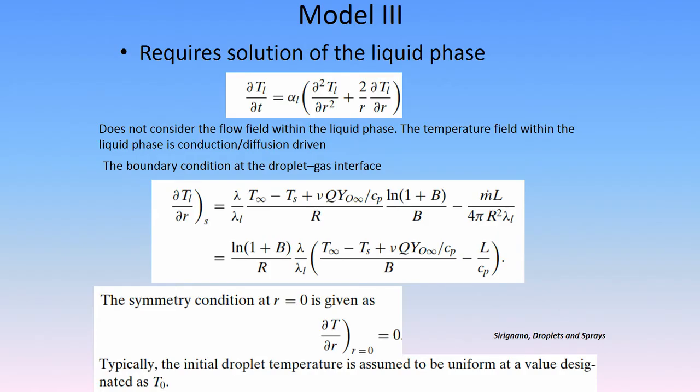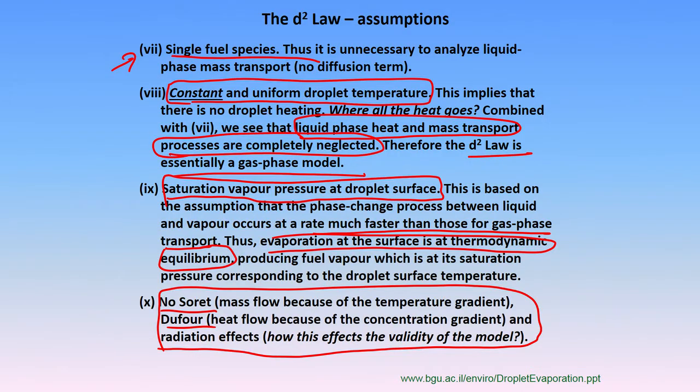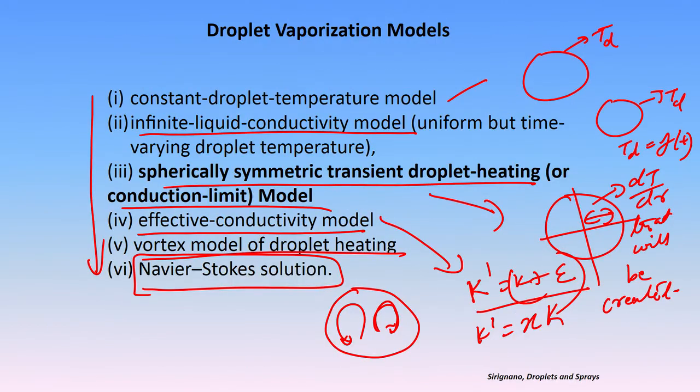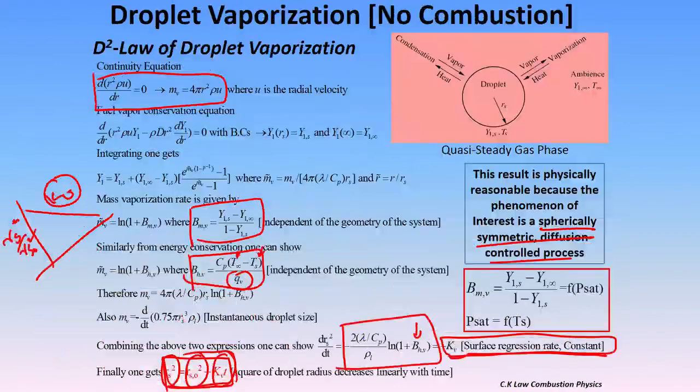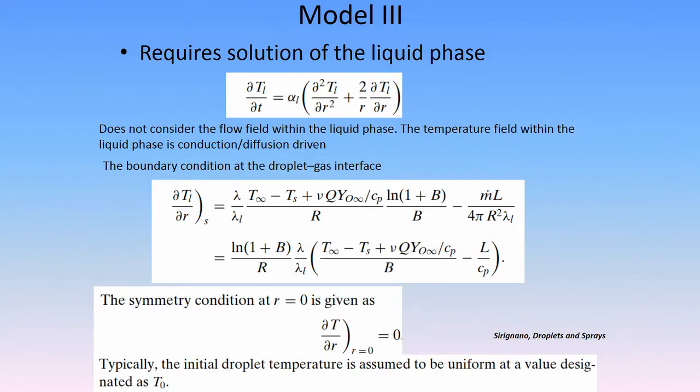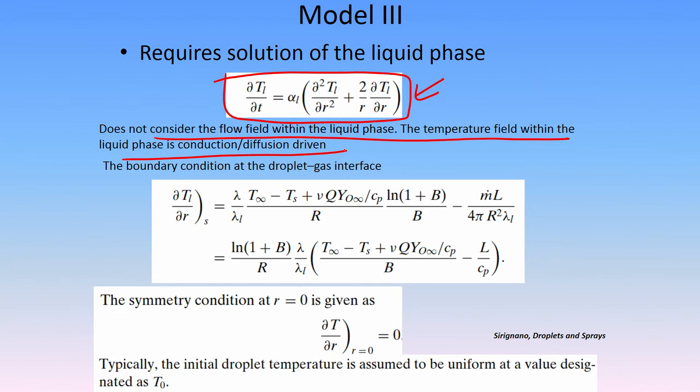If you are however doing model 3, which is this one, the spherically symmetric transient droplet heating, then in that particular case, unlike the D-square law, you have to solve for the liquid phase. The liquid phase equation that you are solving is nothing but what we call a simple transient heat conduction equation. So it does not consider any flow, and the temperature field is conduction driven within the liquid.